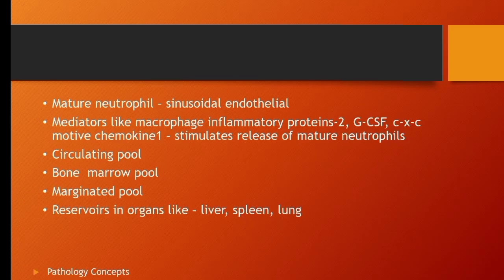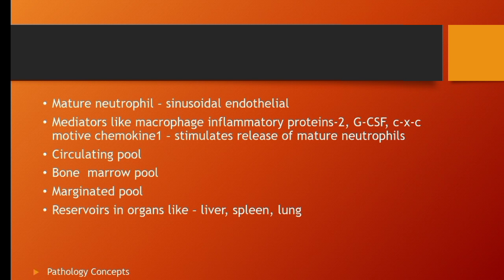Mature neutrophils migrate through the sinusoidal endothelium, and endothelial homeostasis is regulated by vascular endothelial cadherin. The production of mediators like macrophage inflammatory protein 2, MIP2, GCSF, CXC motif chemokine 1, leukotriene B4, and complement 5A all stimulate the release of mature neutrophils.